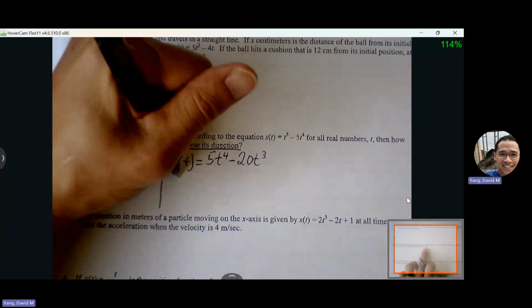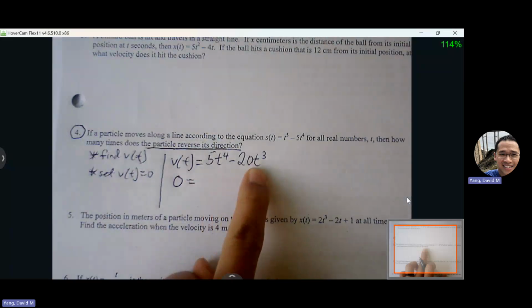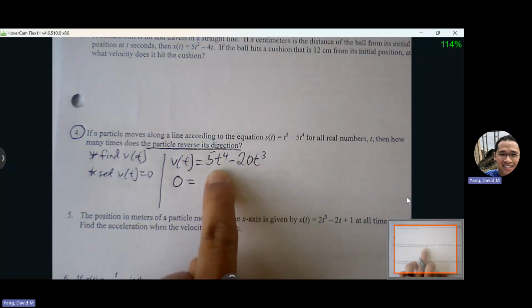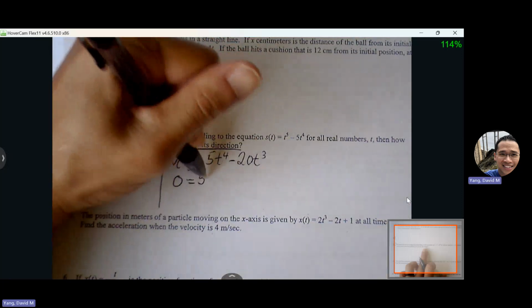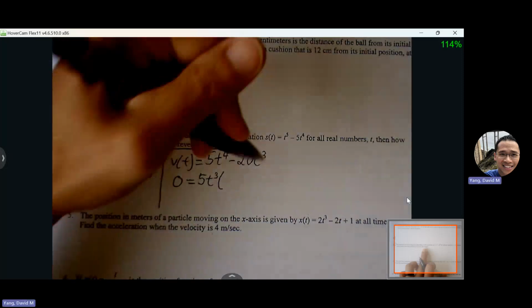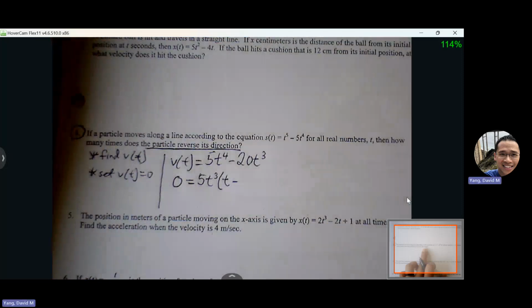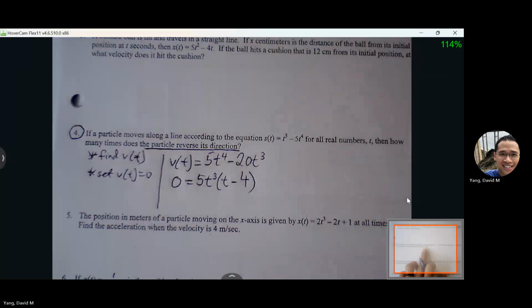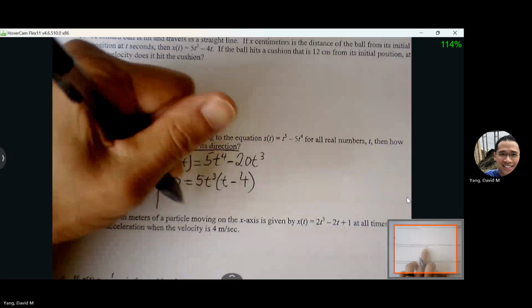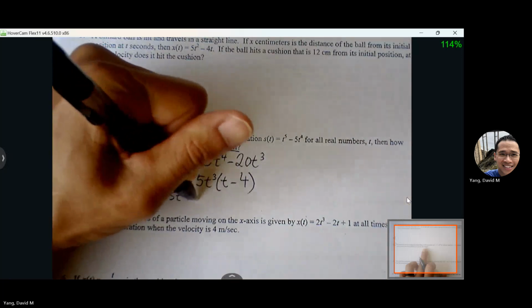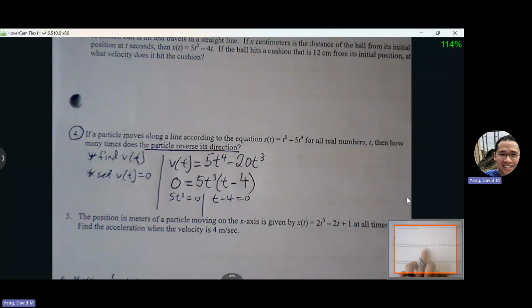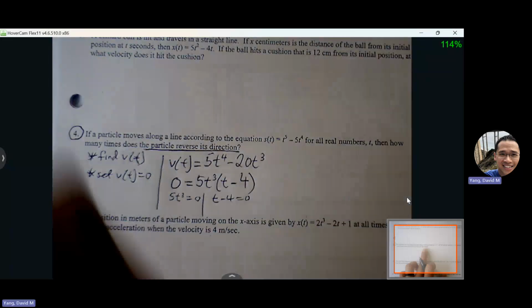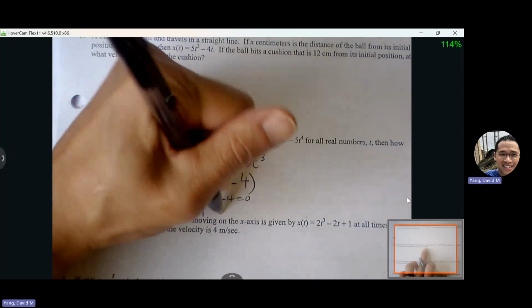Okay, next step, you're going to set velocity equal to 0, and you're going to try to factor and solve for t. What's my GCF? 5t to the 3rd. And that leaves me with t minus 4. Once I'm in factored form, I can solve for t. So what are my two t values? Yeah, t equals 0, and t equals 4.